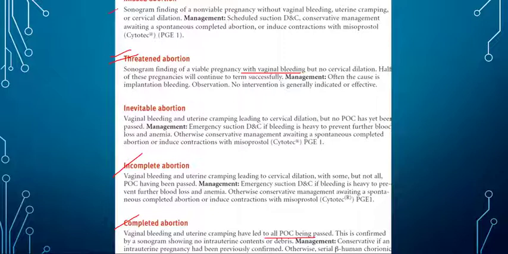Then there is missed miscarriage. Now, the patient did not have any vaginal bleeding, no uterine cramping, nothing. But when you did the sonogram, you found a non-viable baby. That's what we call missed miscarriage. In this patient, you can either try conservative management with spontaneous abortion by induction of contraction with misoprostol, or sometimes, most of the time, we will go for a DNC in here.